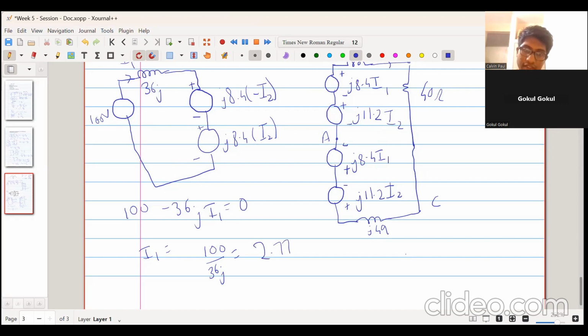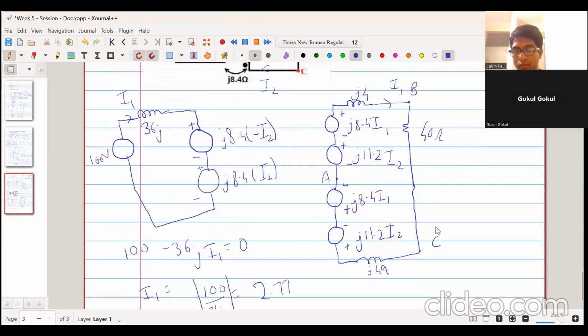They have told in the question to find the RMS value. So you can neglect J in that case, because RMS value means we just want to find the magnitude of this, right? And magnitude of J is actually equal to 1. So we can ignore J. Any doubt in that? No, sir.